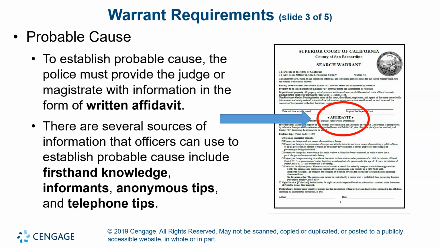So to establish probable cause again, and I have a kind of a picture of it, the police must provide the judge with this written affidavit. And you can see here, here's the affidavit, right? And there are several sources of information that the officers can use to establish probable cause. It can be firsthand knowledge, meaning they saw it happen, they witnessed it. It could be from an informant, anonymous tips, even telephone tips. Because remember, it's all these facts gathered together that establish that probable cause.